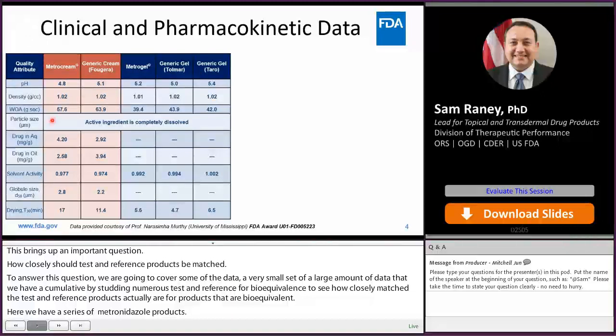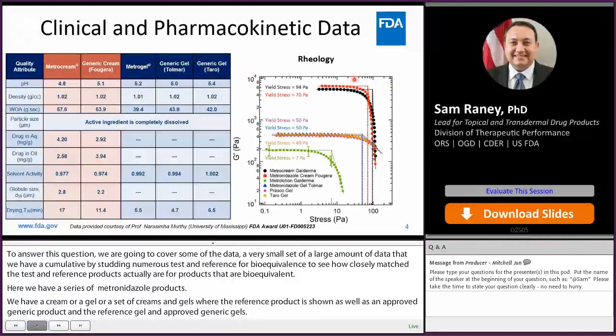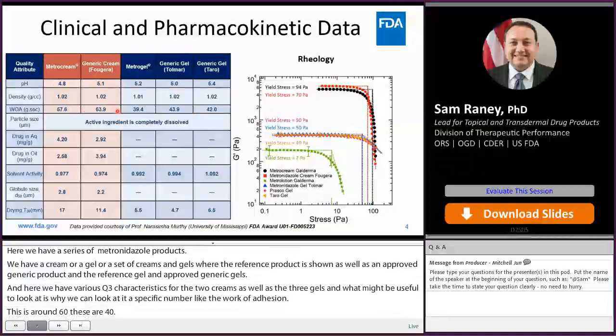And here we have various Q3 characteristics for the two creams as well as the three gels. While we can look at a specific number like the work of adhesion and say, well, this is around 60 and these are around 40, so similar to each other for the gels, similar to each other for the creams, but distinctly different, it's often more useful to look at the data in its profiles of these larger ranges and contexts.